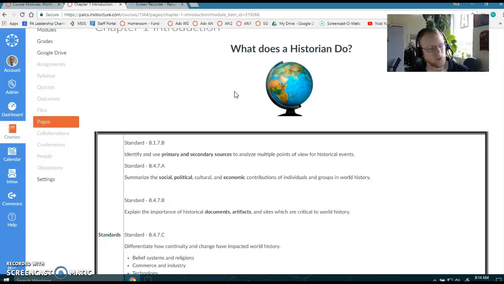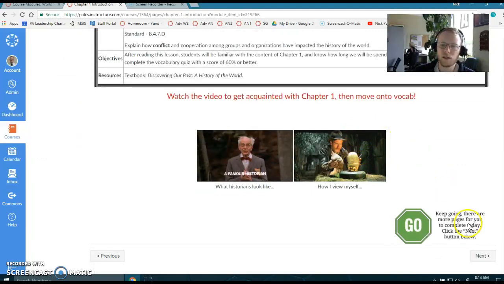3 lessons, sort of a very introduction to world history chapter, and it's going to give us good knowledge we're going to use for the rest of the year to help us succeed in world history. On the next page, you're going to go ahead and go there. Here we go. What historians look like. How I view myself. Indiana Jones.